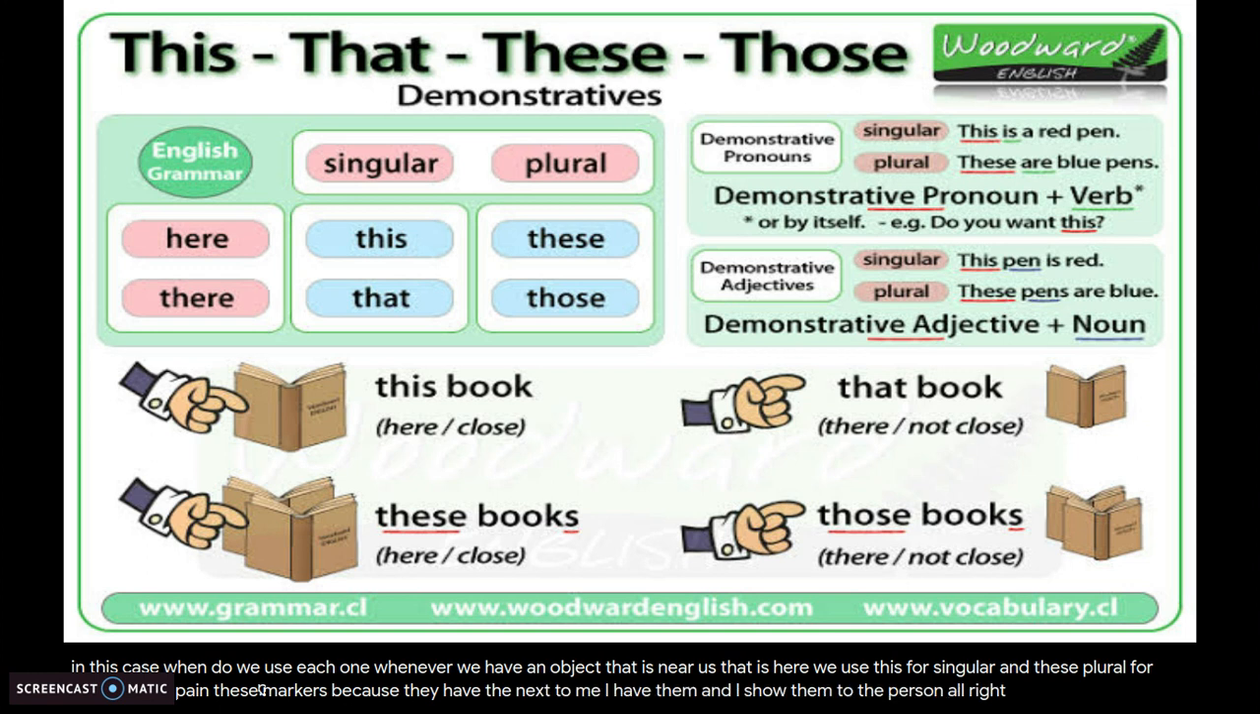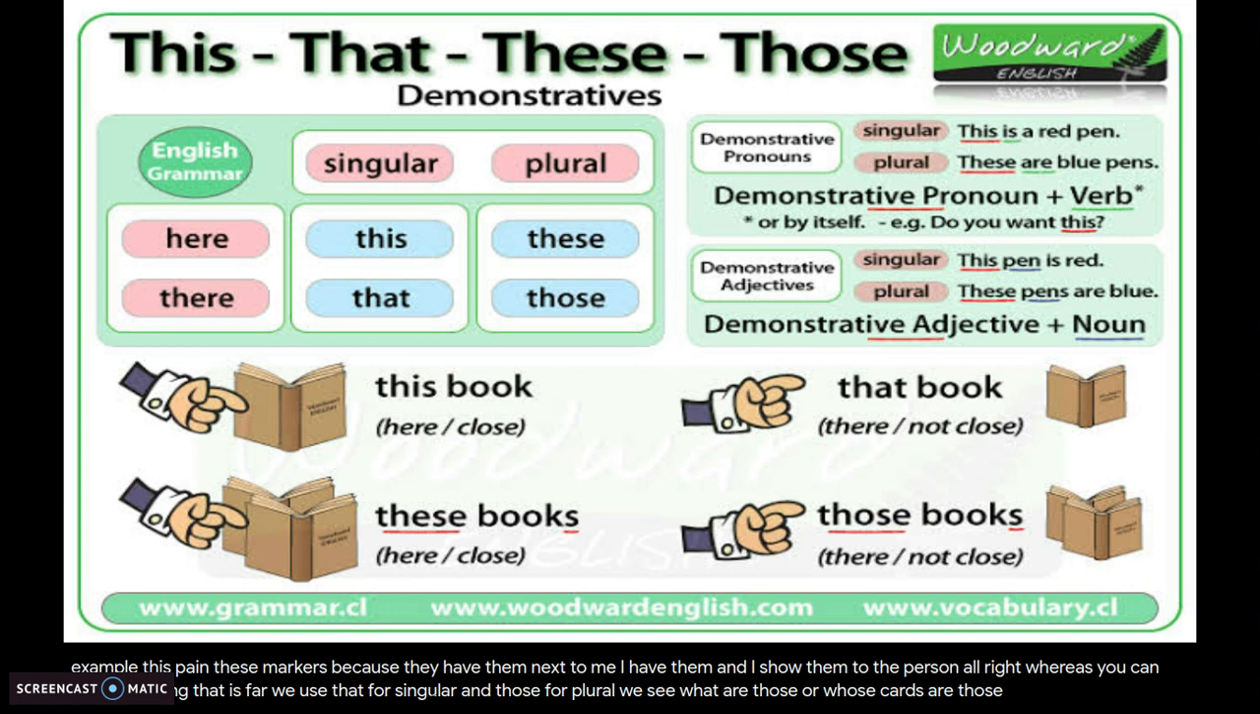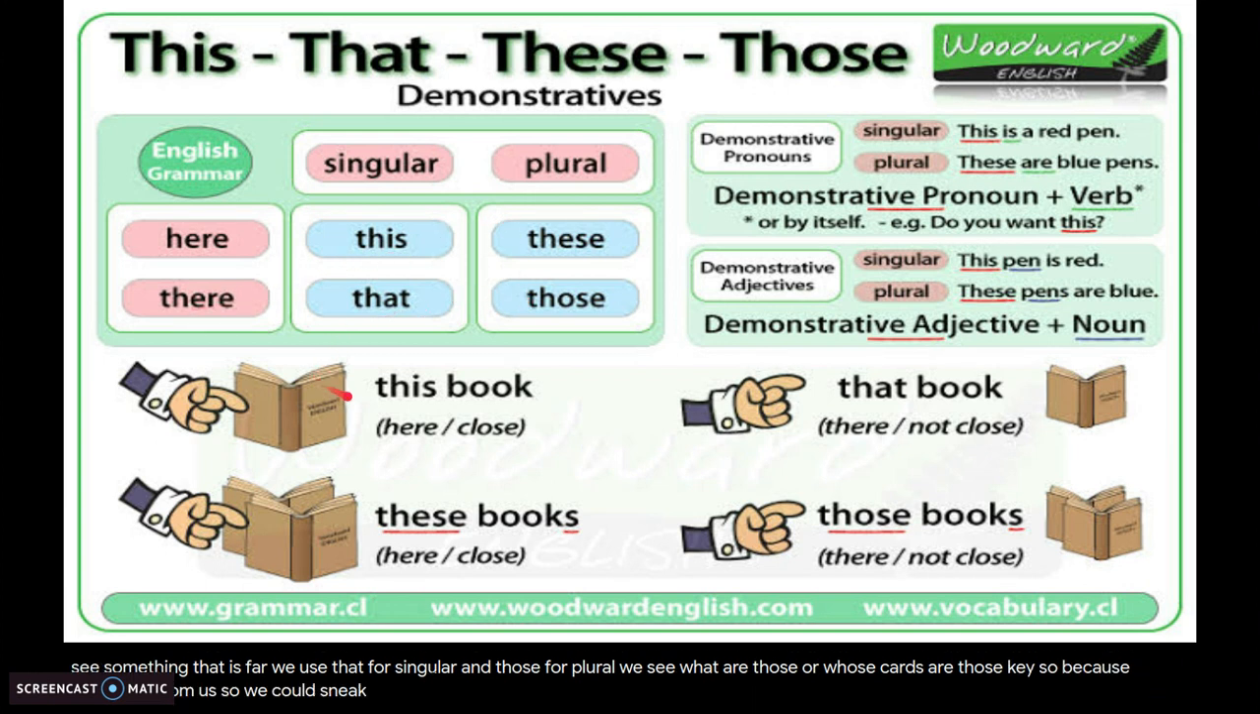Whereas you can say something that is far, we use that for singular and those for plural. We say, what are those? Or whose cards are those? Because they're far from us. So if it's near, you say this. If it's plural, it is these.